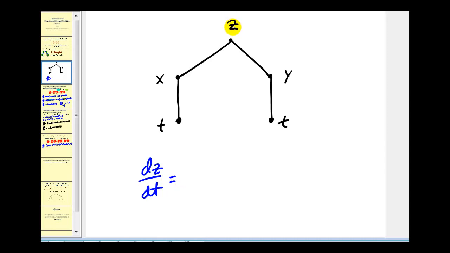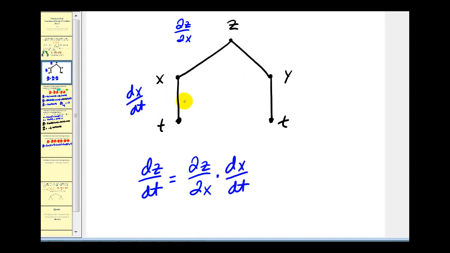What I mean by that is, we'll start off at z and go toward x. This should remind us of the partial of z with respect to x. We continue down this branch and we encounter x and t, and this reminds us of the derivative of x with respect to t. And now we still have to follow the branch to the right, so we'll have plus, here we go from z to y, that's the partial of z with respect to y. And then we'll go from y to t, that'll remind us of dy/dt.